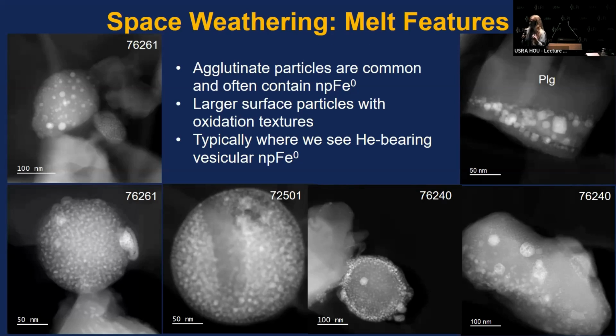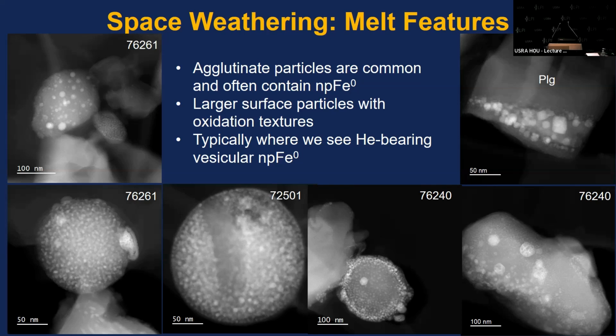Now, these are more just a gallery of cool features. We encounter throughout our analysis of the materials lots of melt features and melt blebs. These are small agglutinitic particles. They're very common, and they often contain nanophase iron and vesicular nanophase iron, showing an example here. This is an example of texturally what we would see when we're expecting an oxidized material.